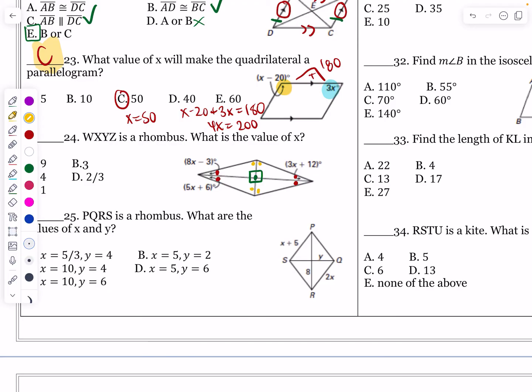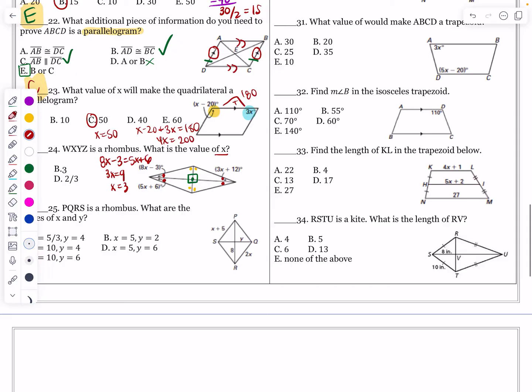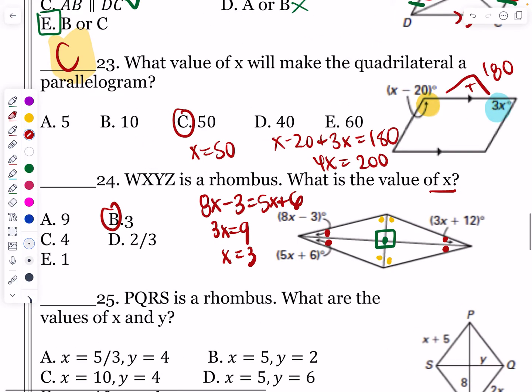And so it says, what is the value of X? Well, I have multiple options here. I can set any of the expressions that have an X on them that are in red equal to each other. So I'm just going to set 8X minus 3 equal to 5X plus 6. But I would also get the same thing if I use the 3X plus 12. And so 3X equals 9. So X equals 3. It says, what is the value of X? I just found it. X is 3. So that's going to be B.